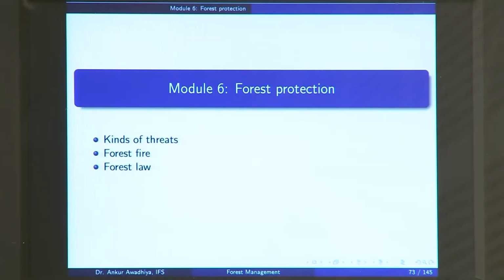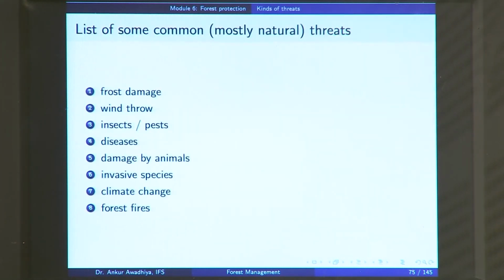Namaste. Today we begin a new module, and this module is forest protection. This module will have 3 lectures: the kinds of threats that are being faced by the forest, fire, which is one major threat that we will look in more detail, and forest law. So, let us begin by looking at the kinds of threats.